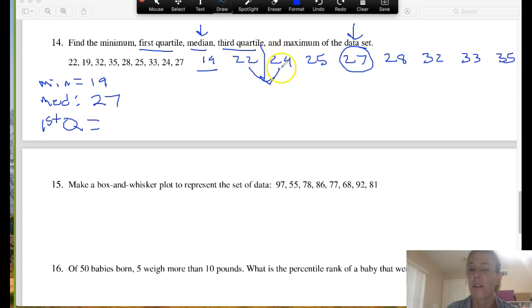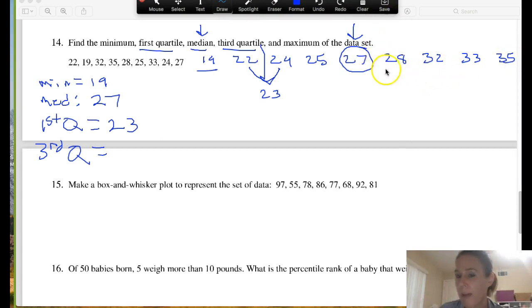I can add them together and divide by 2, or I can just see between 22 and 24 is 23, all right? So that's my first quartile. The third quartile is the median of the upper half of data, not including this. Now, if it was an even set of data and I found the average between, I would have a point right here, and then I would include that, but not in the odd set of data.